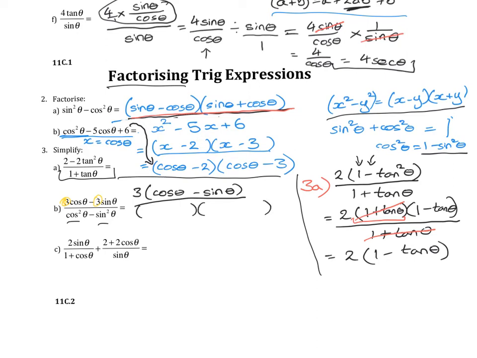Using difference of two squares again, I get cos theta minus sine theta, cos theta plus sine theta. And now we can see that this factor of the top and this factor of the bottom cancel out, and I'm left with just 3 over cos theta plus sine theta, and I'm done. Because again, the question said simplify. Simplify means find another way to write this, but in a shorter way. And this answer is shorter than the original expression.